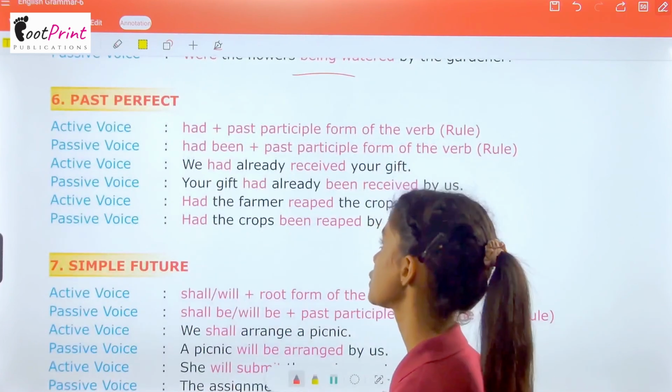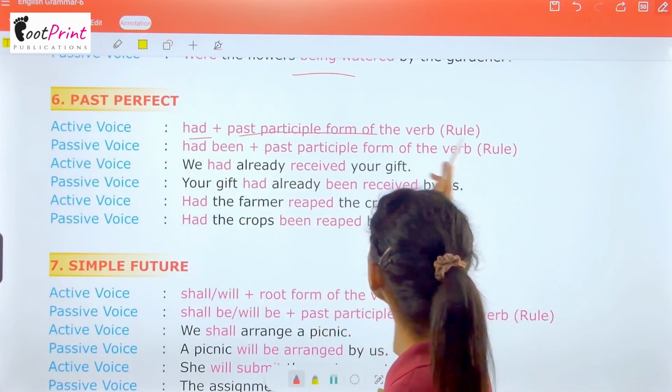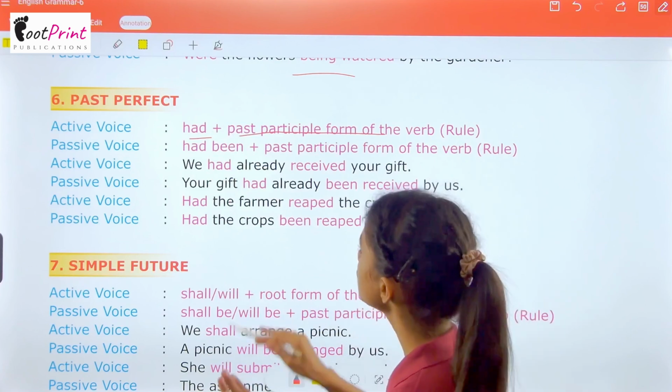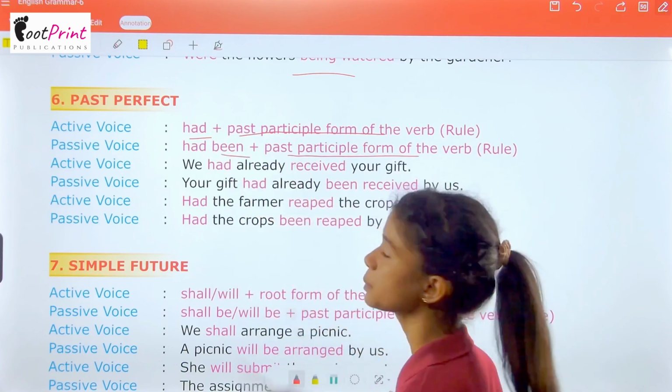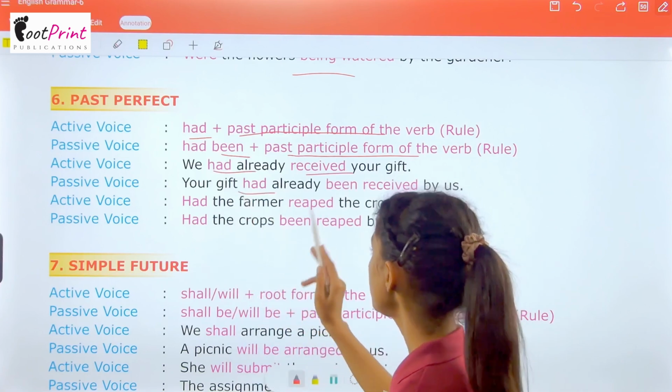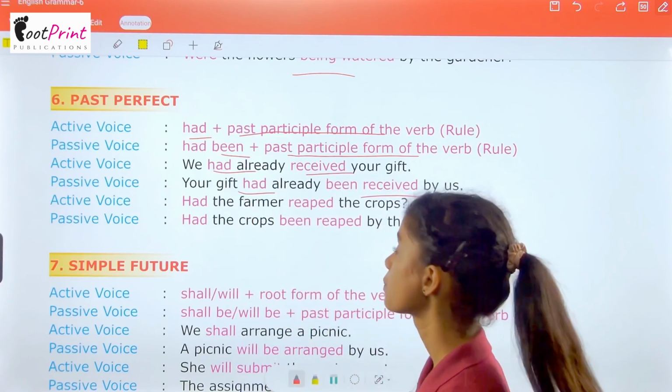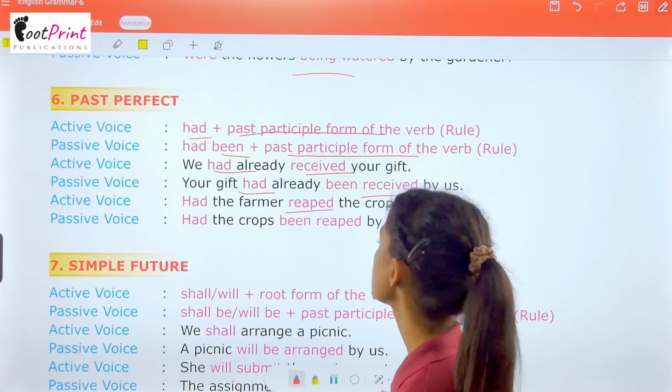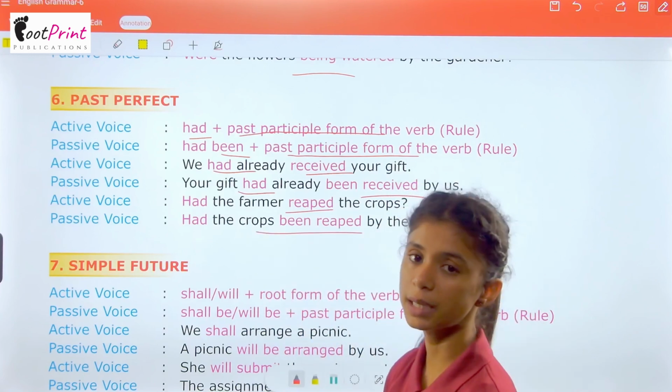Now we have past perfect, had plus past participle form of the verb, and when we convert it, it will be had been plus past participle form of the verb. We had already received your gift. Your gift had already been received by us. Had the farmer reaped the crops? Had the crops been reaped by the farmer?